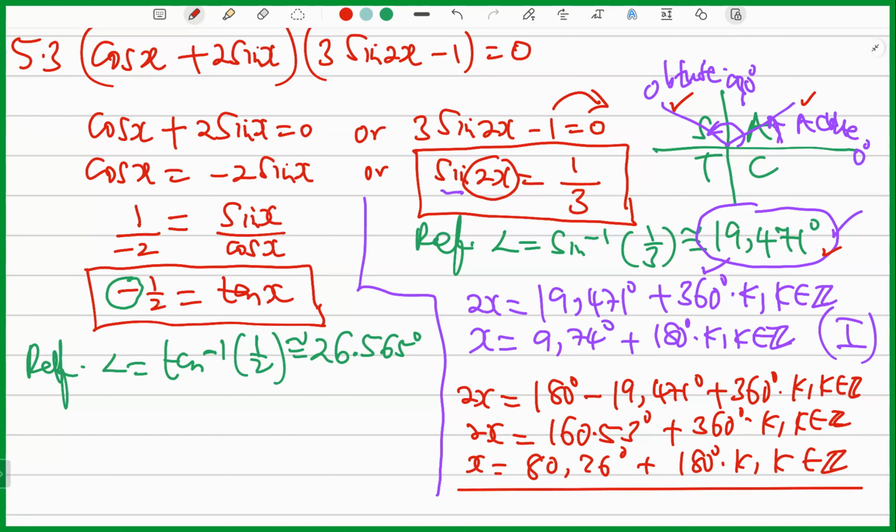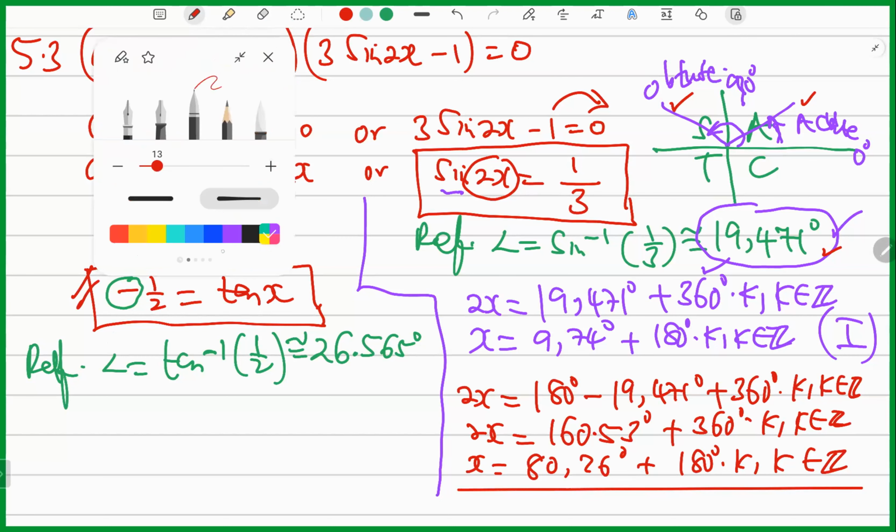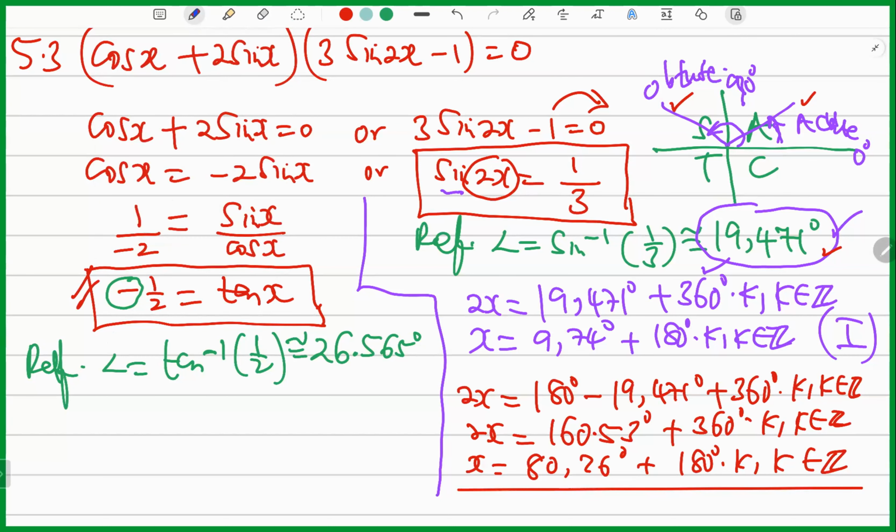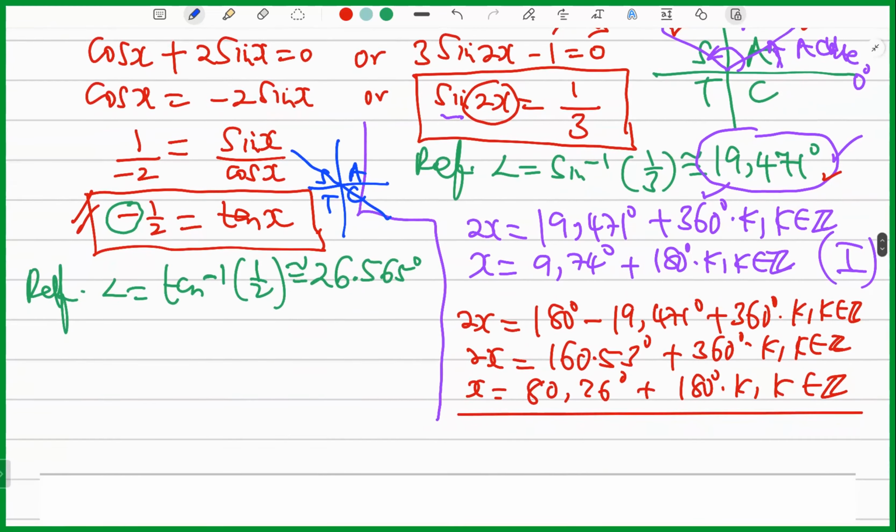Now this one tells us that tan of x is minus 1/2. What quadrant is this one? Tangent is negative in the second quadrant, but it's also negative in the fourth. It is positive in the first because all are positive in the first, and tangent is also positive in the third quadrant. Now let's continue like this.